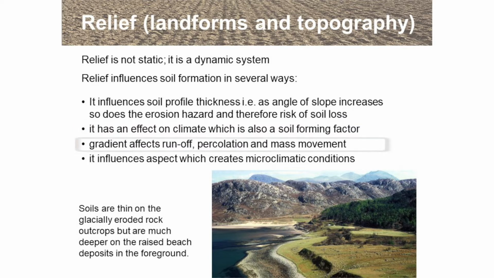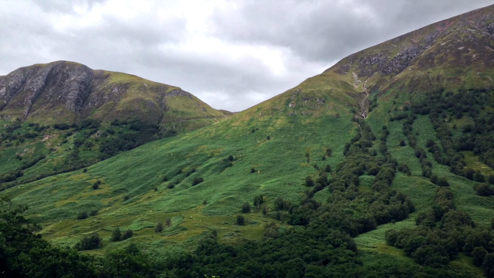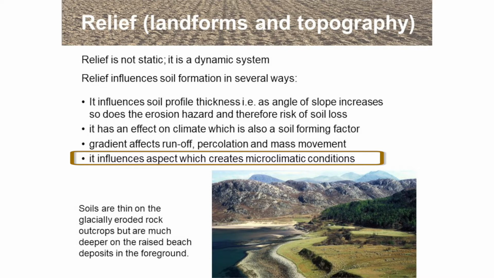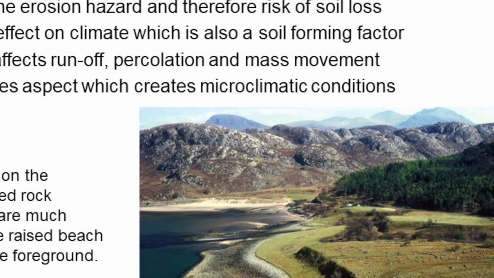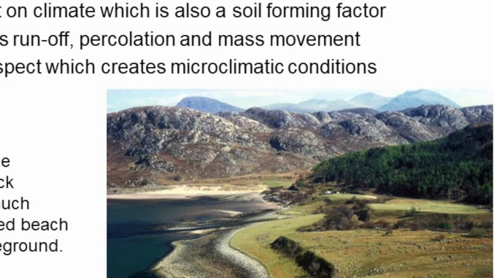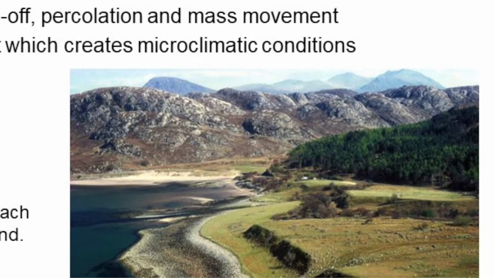The gradient of land affects runoff, percolation and mass movement. Relief influences aspect, which also creates microclimatic conditions. And in the northern hemisphere, a south-facing slope will tend to be warmer than a north-facing slope. In this photograph, soils are thin on the glacial eroded rock outcrops, but are much deeper on the flat, raised beach deposits in the foreground.